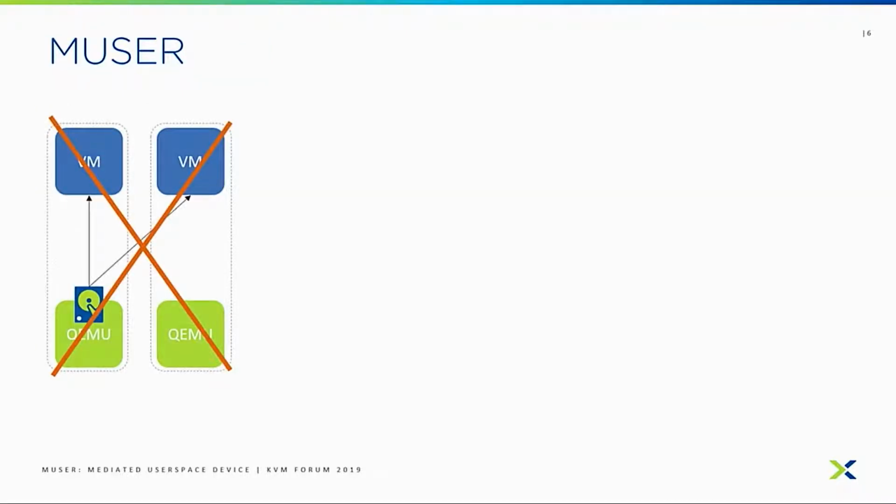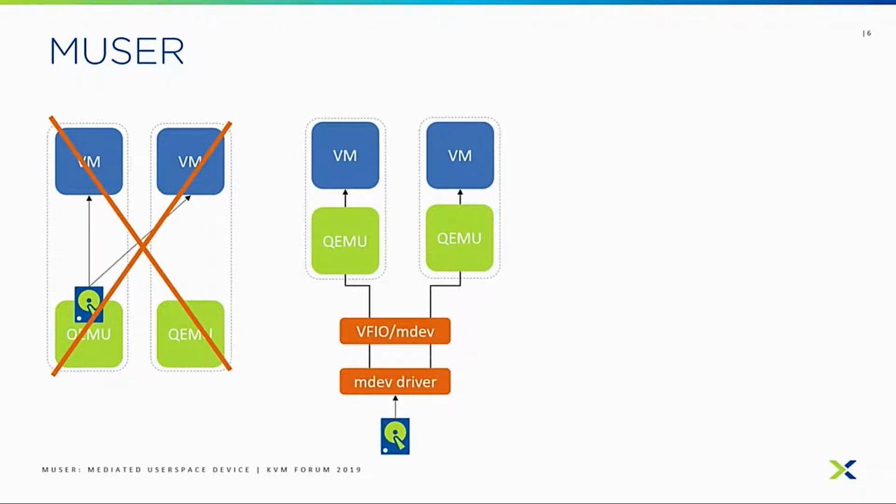So, quick takeaways. A single QEMU process cannot emulate a device for multiple virtual machines. A single physical device cannot be passed through to multiple virtual machines unless it supports SRIOV. The vfio mdev framework can be used by physical devices and then that can be passed through to multiple virtual machines, but it requires implementation of a vendor-specific mediated kernel driver.